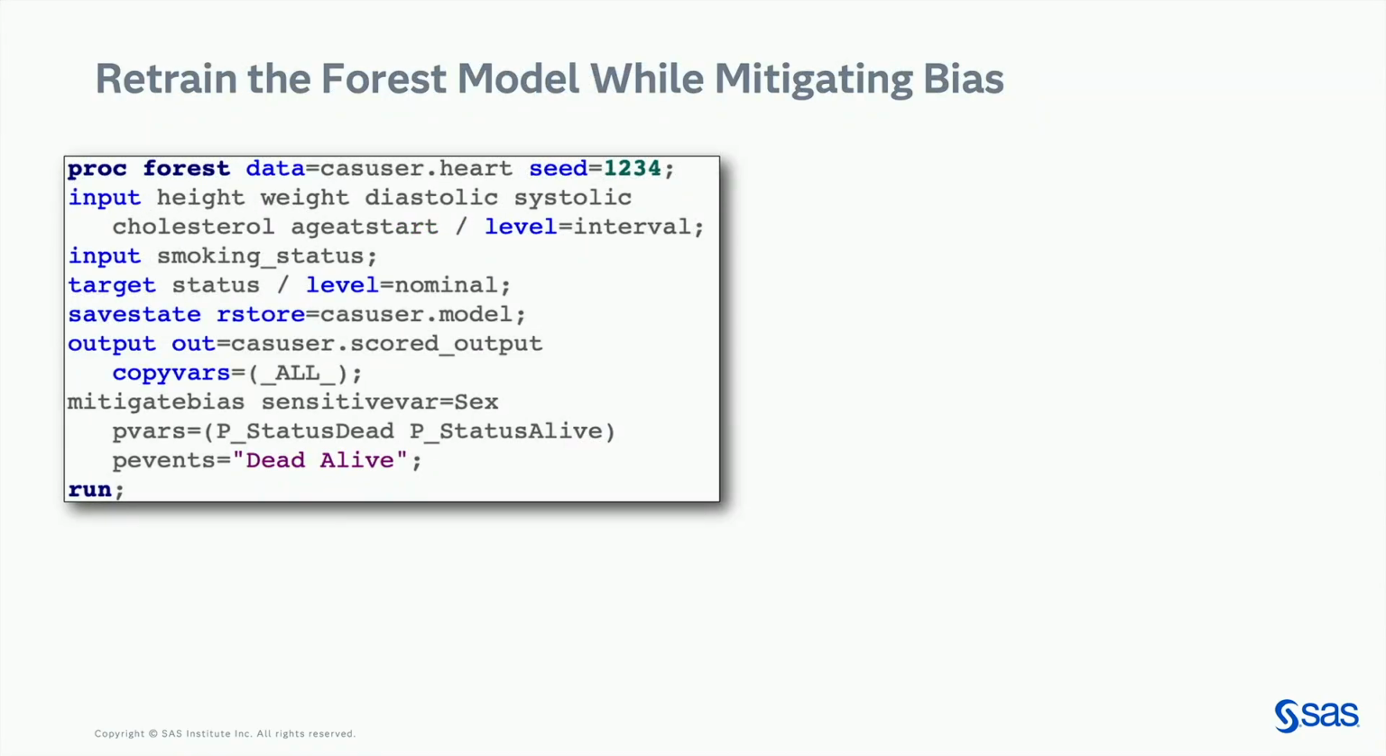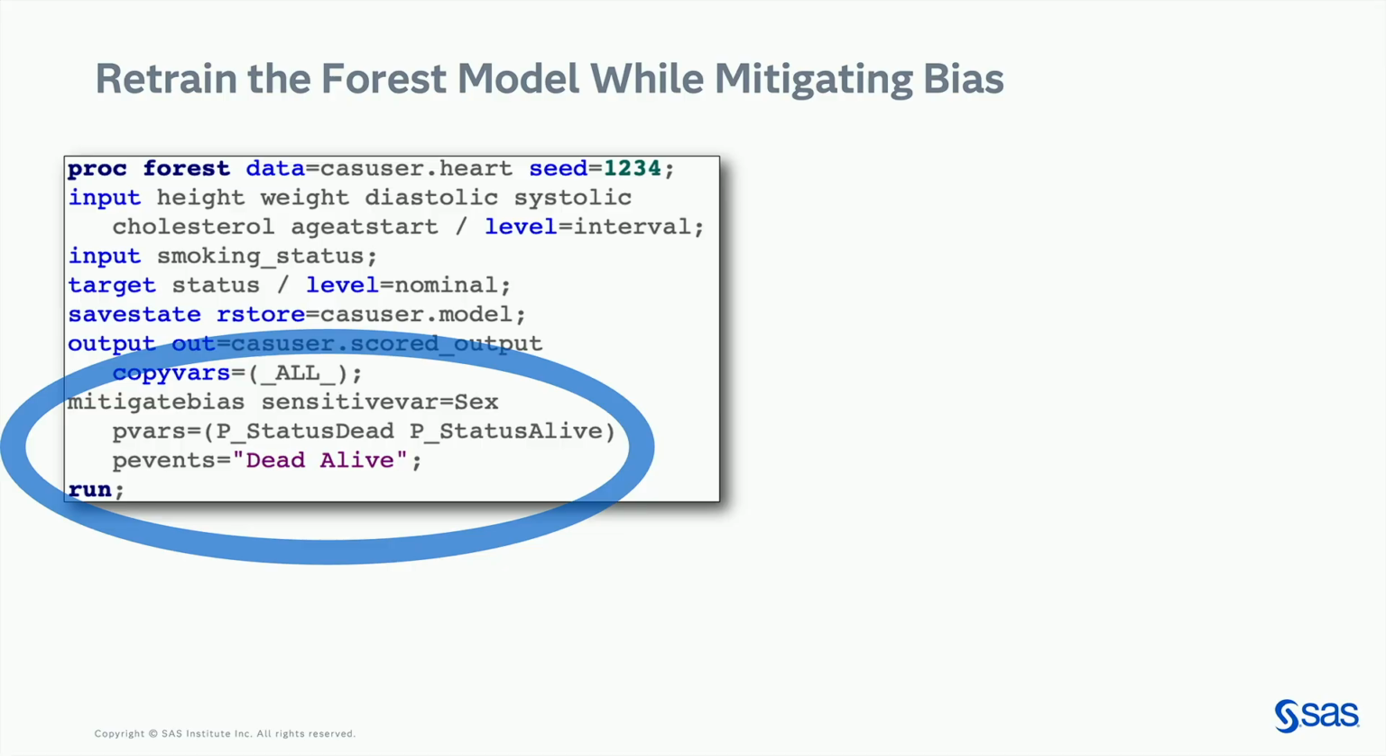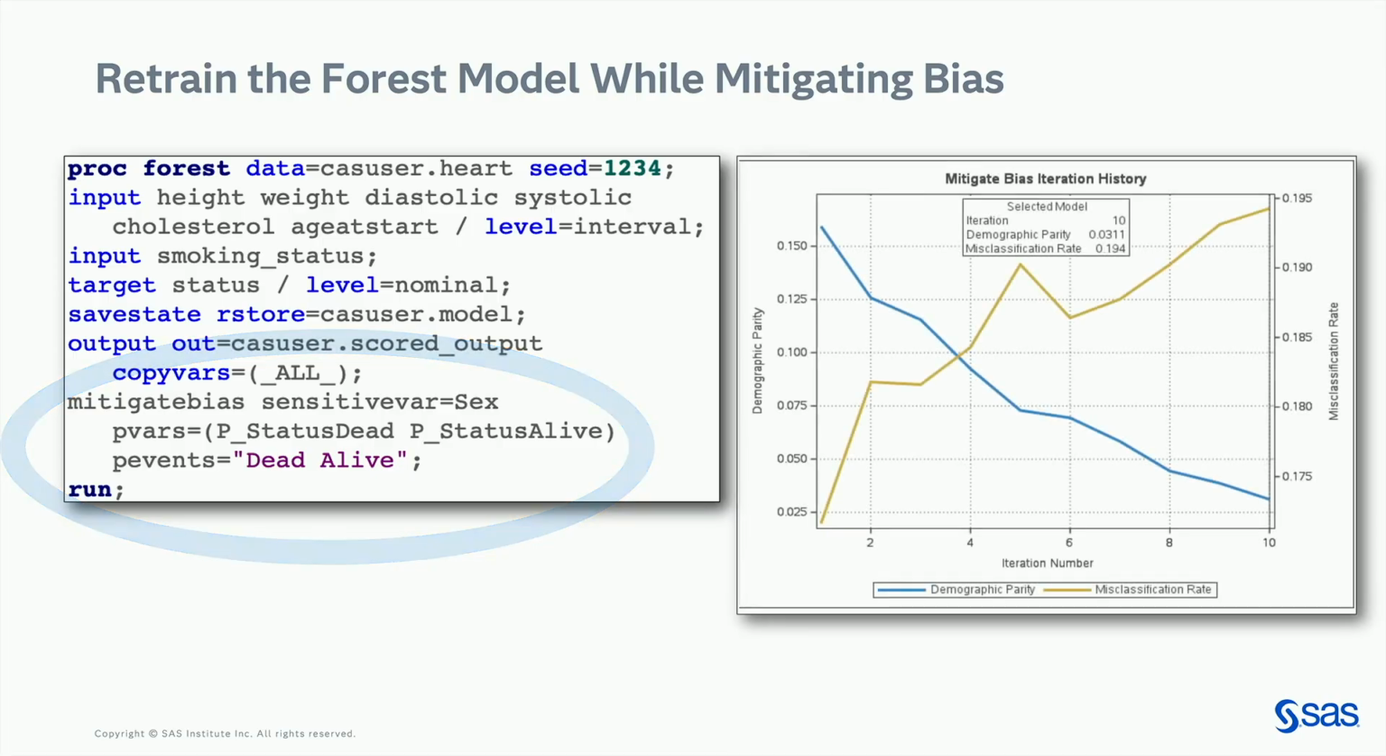Well, we can come back to our PROC FOREST and say, how are we going to add it? We're going to put this mitigate bias statement there. I put that sensitive variable that we identified before, and then I put the predicted variables and predicted events, the same ones that we put into the assess bias procedure call. And those are the ones that come out of the model when we run it the first time without any mitigation. So just by putting this one statement there, we'll get a whole host of new tables in addition to the normal forest diagnostics. But one of the easiest things to look at is this graph, right?